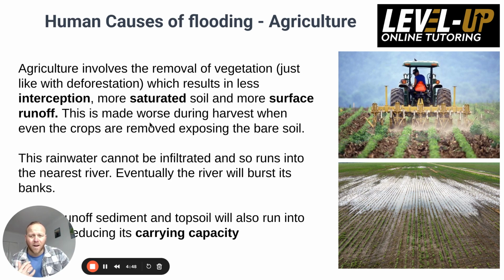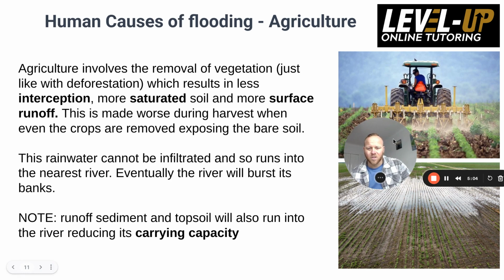This is made worse during harvest, because any crops that were there that could absorb the water have now been removed. So it leaves that bare soil. So the rainwater cannot be infiltrated, so it runs into the nearest stream or river, and that can cause it to burst its banks. The one thing I would add to this, it's quite hard to see, I'll just put it there.